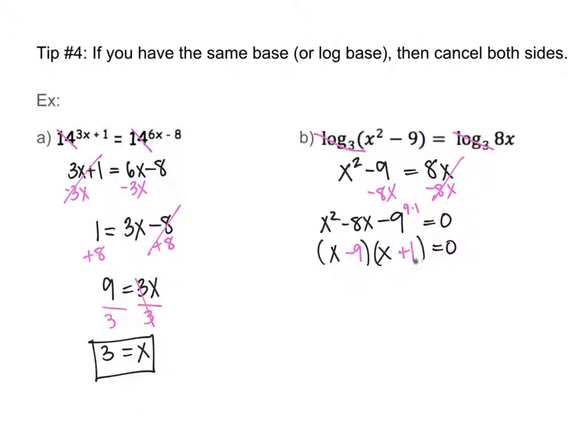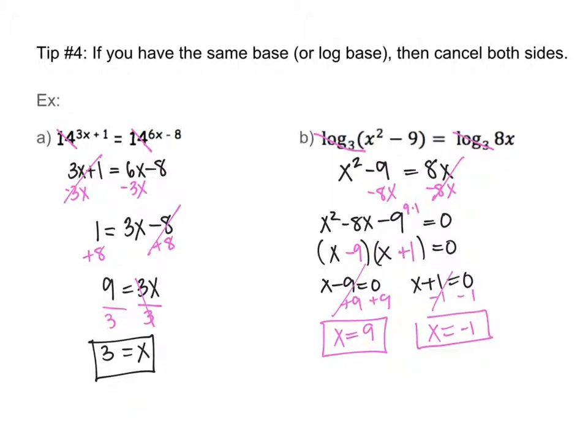Negative 9 plus positive 1 gives me negative 8, so it looks like it works out. And also negative 9 times positive 1 gives me negative 9. So the hard part's over. Now I just have to set the factors equal to 0. Almost there. So if I add 9 to both sides, that cancels. X is equal to 9 for the first one. This one, if I subtract 1 from both sides, X is now by itself, and X is equal to negative 1.